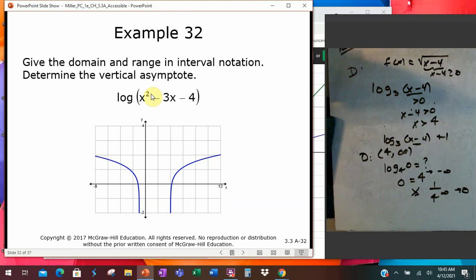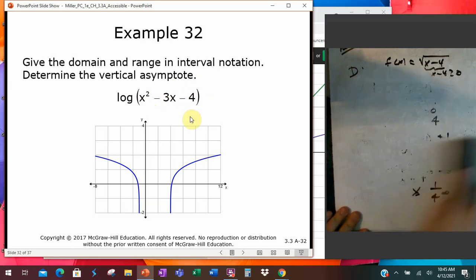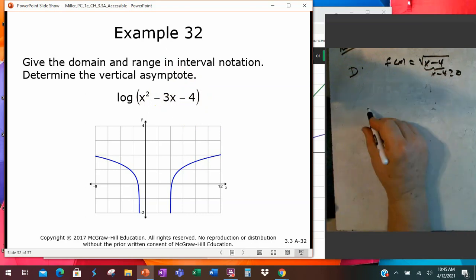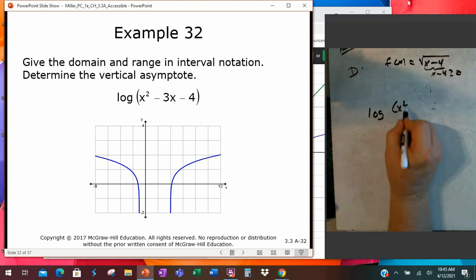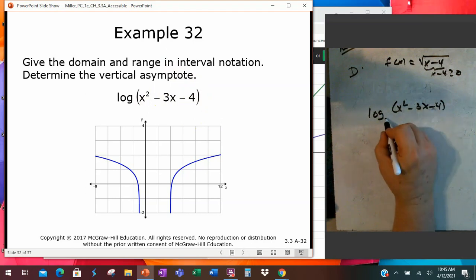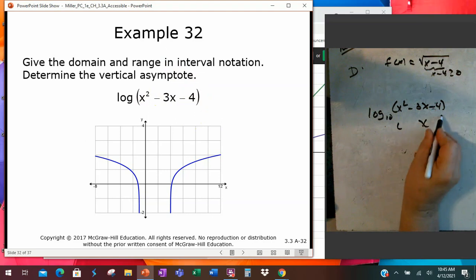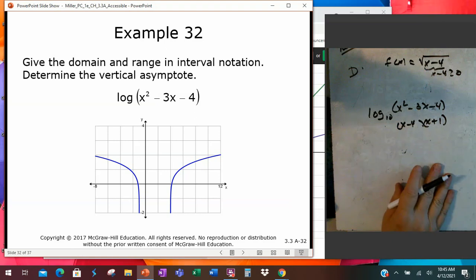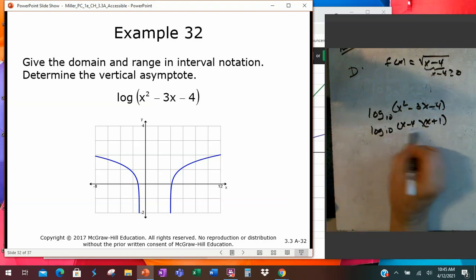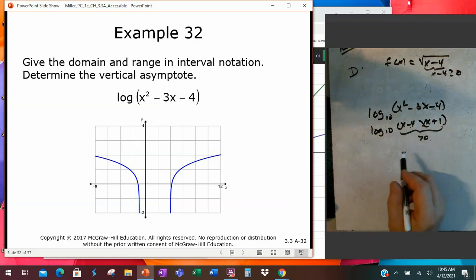Here's this one we would have to look at. You've got to break this thing down. You're looking at 2 pieces. This is log to the base 10. This is x minus 4 times x plus 1, 2 factors with a difference of 3. The reason I did this is that this has to be greater than 0, so this is negative, negative, or positive, positive.